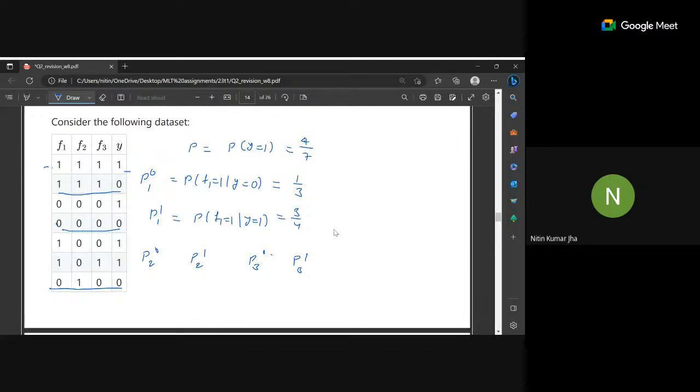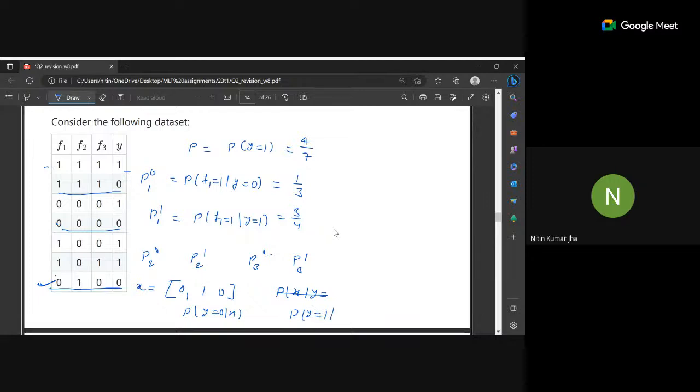So similarly, what example remained here, the 8th one. Let's say I want to make the prediction for this example, the point 0, 1, 0. Let's call it x. I need to find P(y=0 given x) and P(y=1 given x), and I will choose whichever is larger.